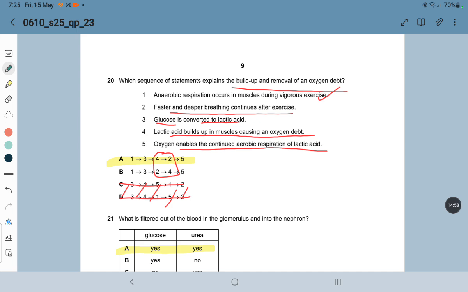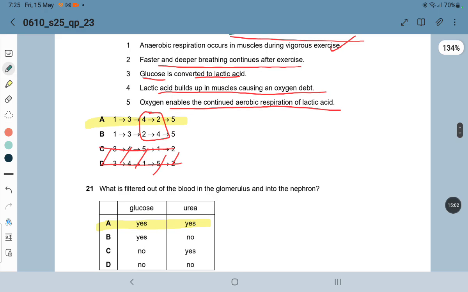Which sequences of statements explain the build-up and removal of an oxygen debt? Basically, I'm going to cancel C and D, because if you look into 3, how is glucose going to be converted to lactic acid without even an aerobic respiration occurring? It is impossible, so C and D are out.